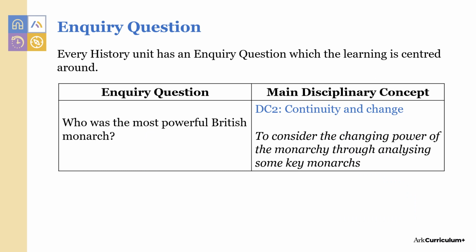Every history unit has an inquiry question which the learning is centred around and is answered at the very end of the unit. The inquiry question for this unit is, who was the most powerful British monarch? The main disciplinary concept this relates to is DC2, continuity and change, to consider the changing power of the monarchy through analysing some key monarchs.